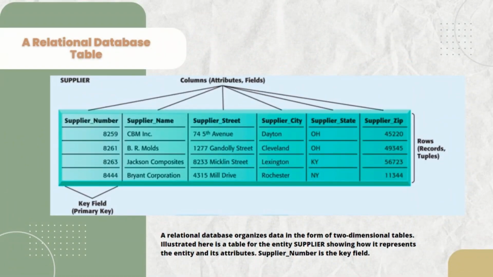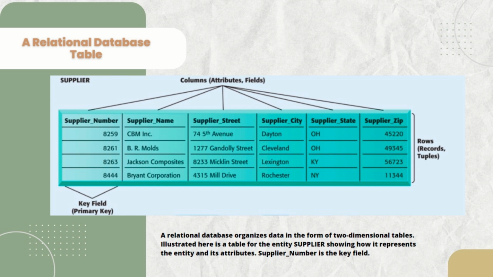A relational database organizes data in the form of two-dimensional tables. Illustrated here is a table for the entity supplier showing how it represents the entity and its attributes. The table is named supplier, indicating that it stores information related to suppliers. Columns or fields. Supplier number. This is the key field or primary key of the table.